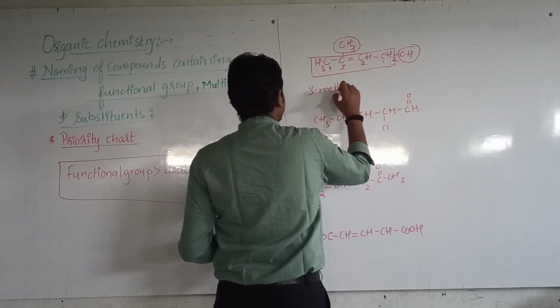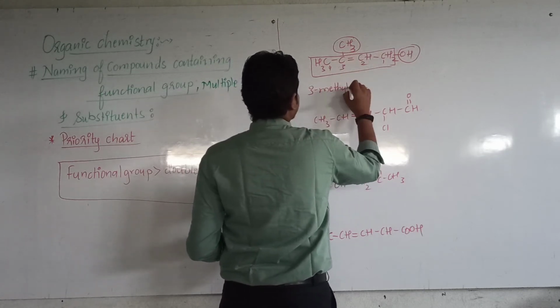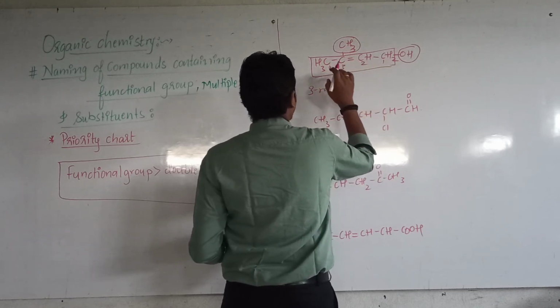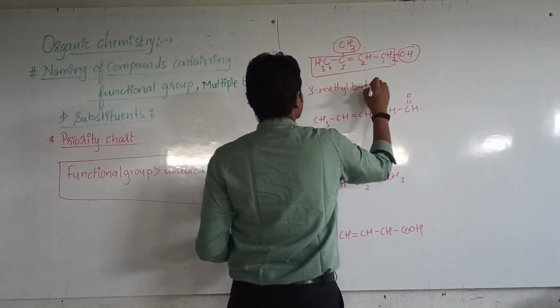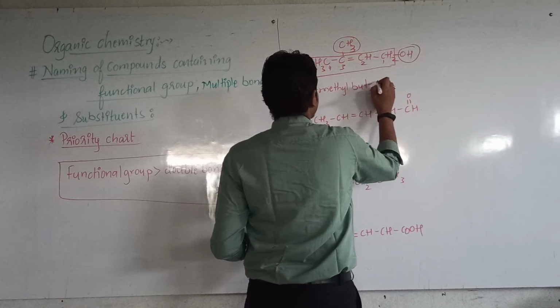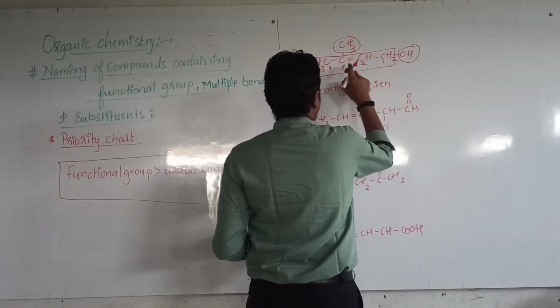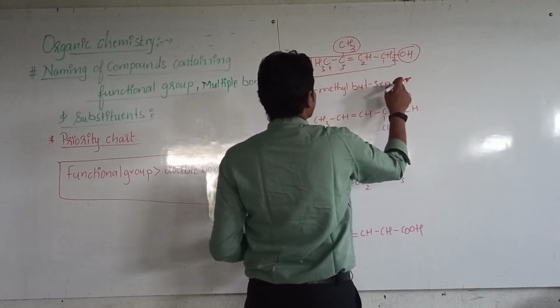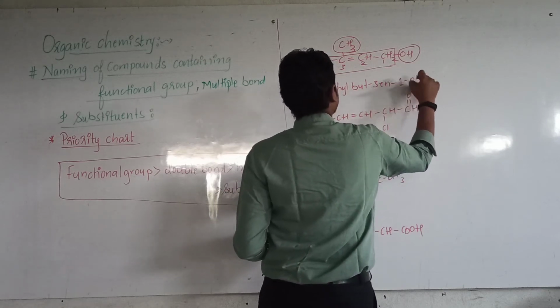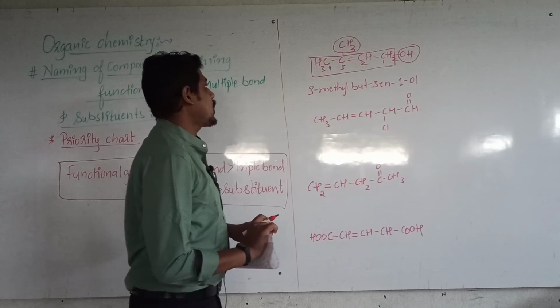3-methyl. Then the parent name: how many carbons? 1, 2, 3, 4. 4 carbon atoms are there, so but. A double bond is there, so but-3-en-1-ol. Remember this.